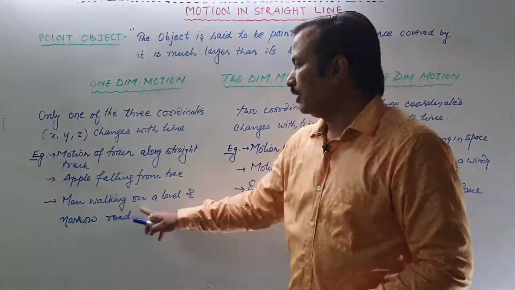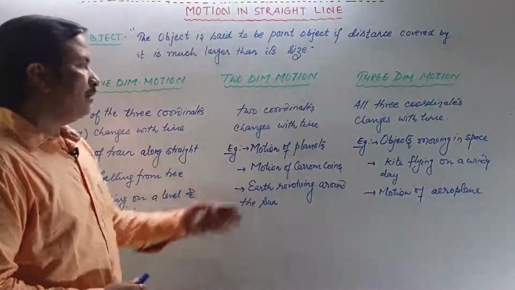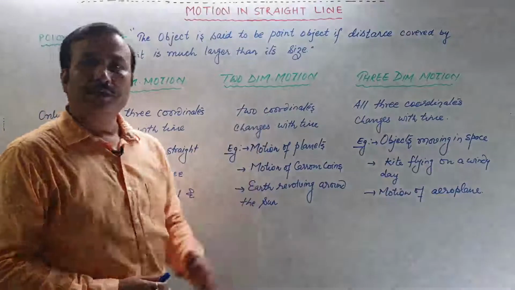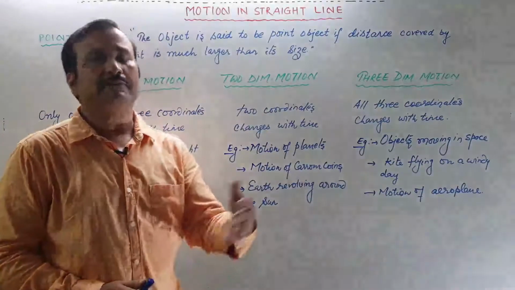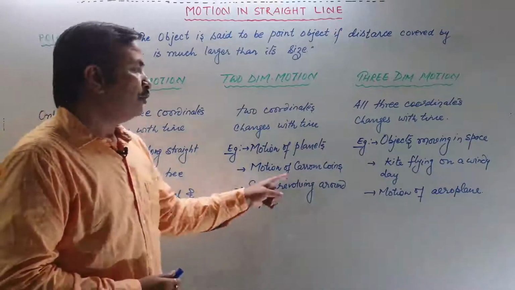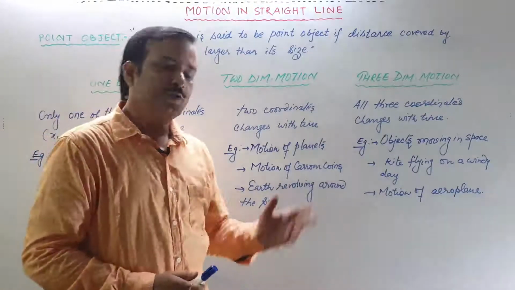सो मैन वॉकिंग ऑन ए लेवल एंड नैरो रोड. यू कैन सी एग्जाम्पल्स ऑफ 2 डायमेंशन मोशन. मोशन ऑफ द प्लैनेट्स, प्लैनेट्स का मोशन वी विल बी टॉकिंग इन 2 डायमेंशन. हम वहाँ एक्स वाई कोऑर्डिनेट ले लेंगे, या वाई जेड ले लेंगे, या एक्स जेड कोऑर्डिनेट में एक्सप्लेन करेंगे. देन मोशन ऑफ कैरम कॉइन्स, अर्थ रिवॉल्विंग अराउंड द सन, अगेन इट इज 2 डायमेंशन.